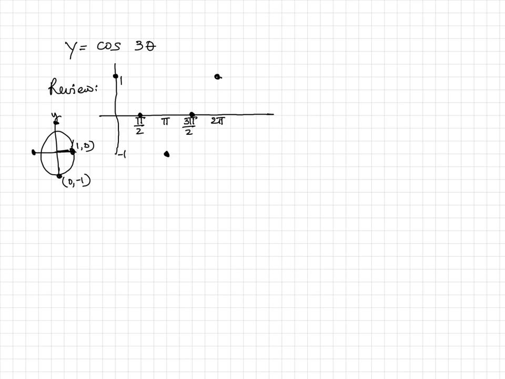So that is the graph of the parent function for cosine. That means the complete cycle, the complete period, is from 0 to 2 pi. That's 1 period. So this is the parent function, y equals cosine theta.